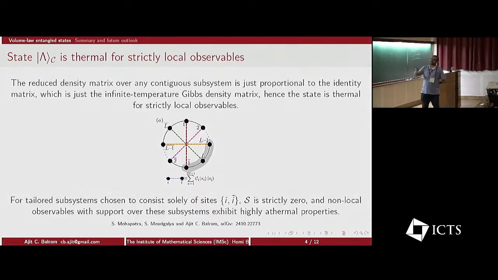Another thing that one can readily show is that this state is actually thermal for strictly local observables. Again, because of the fact that there is no correlation here. But if you consider non-local observables, so let us say I look at the correlation between this site and that site, that will be perfectly correlated. So for non-local observables, there is some correlation. But for local observables, this is just going to look strictly thermal.